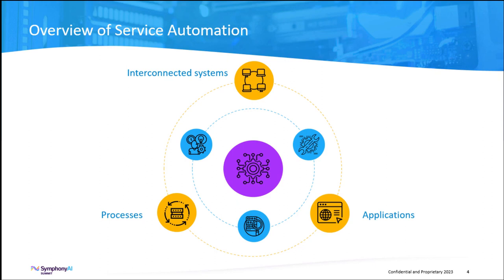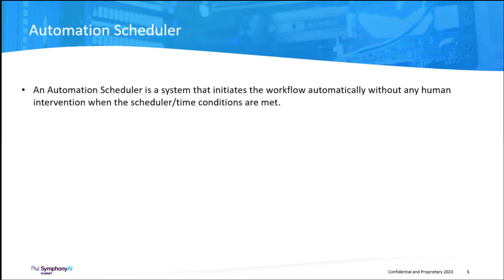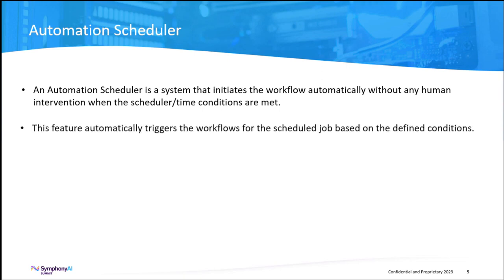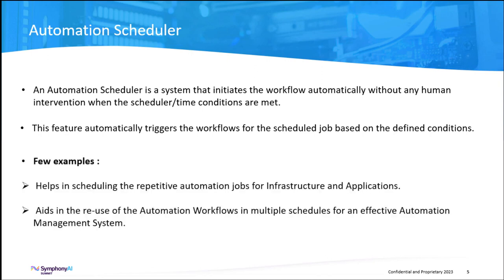So, let's get started. An automation scheduler is a system that initiates the workflow automatically without any human intervention when the scheduler or time conditions are met. This feature automatically triggers the workflows for the scheduled job based on the defined conditions. It helps in scheduling repetitive automation jobs for infrastructure and applications, such as executing a regression suite or employee onboarding. It aids in the reuse of automation workflows in multiple schedules for an effective automation management system.